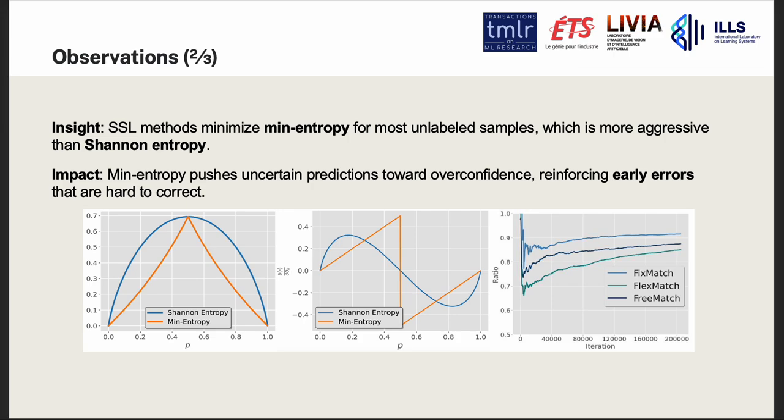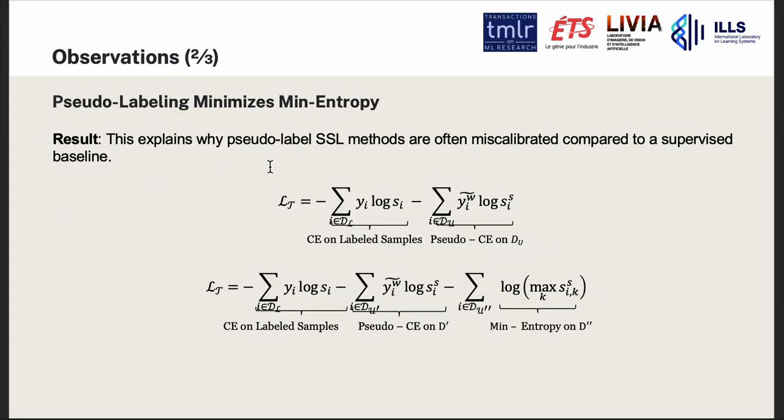In the third plot, we have the ratio of samples with the same hard prediction for weak and strong augmentations that were above the selection threshold for the three relevant SSL methods. Let's get back to this plot after understanding how we can generalize the loss in these SSL methods. The total loss can be broken down into two components: the cross entropy based on the labeled samples and the pseudo cross entropy on D_U, which is your unlabeled data samples.